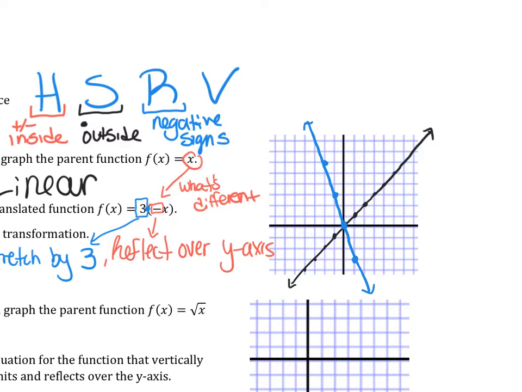So you should see that the line is steeper because it's stretching, it's getting taller quicker, and then it also flipped over the y-axis as well. So it's steeper because of the stretch, and we reflected. So again, always double check that your transformed graph did what you said it should do.